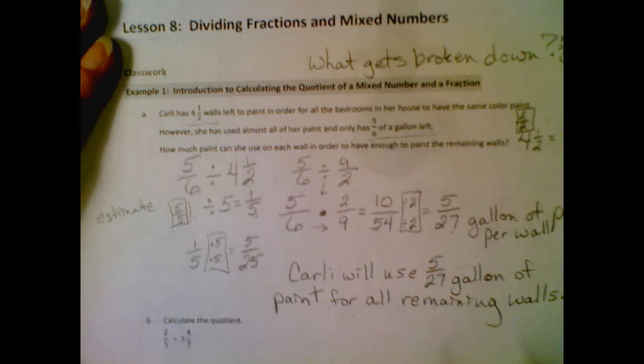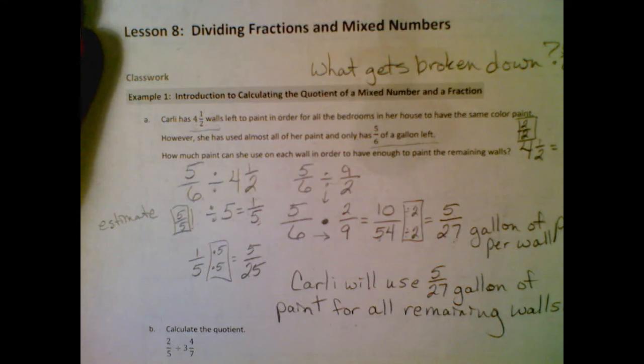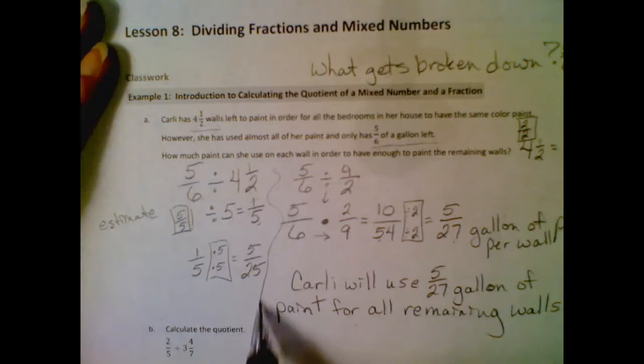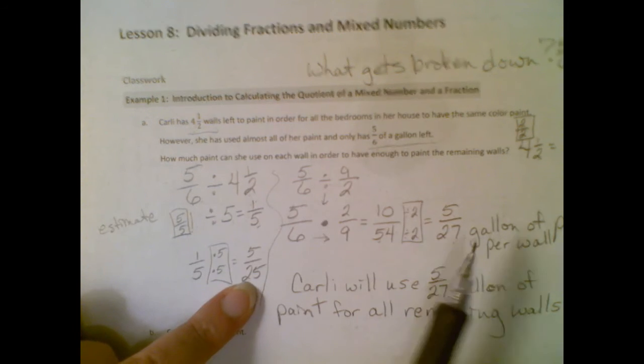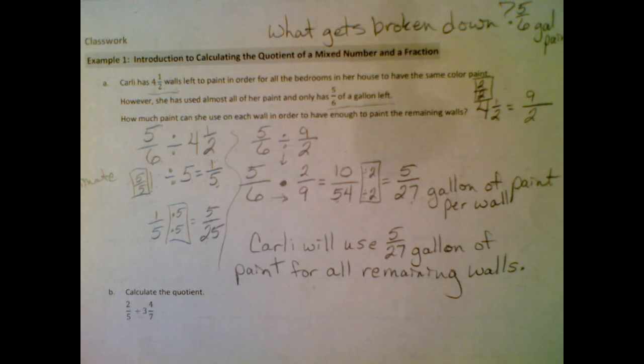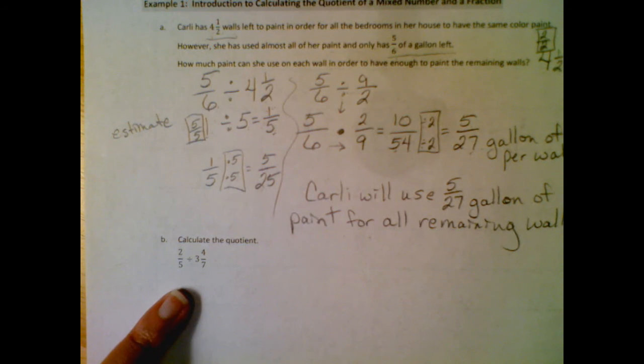Very, very small. That's because we already started with less than a gallon to divide by 4 1/2. So the estimation is different than the actual, but it's very close because I was able to work that. You're going to calculate the quotient on B as well, and then we will work on the memory game that is the remaining classwork for today. Continue with some more directions here in a while.